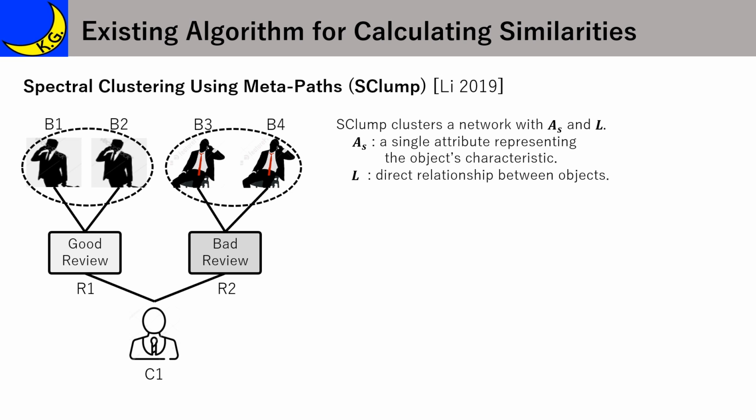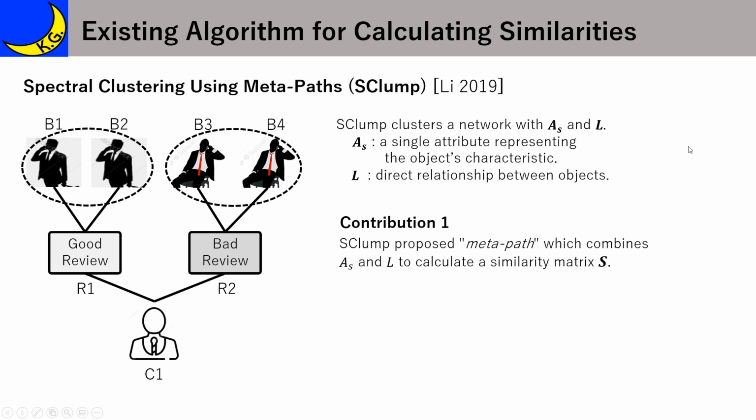L represents the relationship between objects. In the left example, customers post reviews. Objects are rated by reviews. There are two main characteristics of SClump.